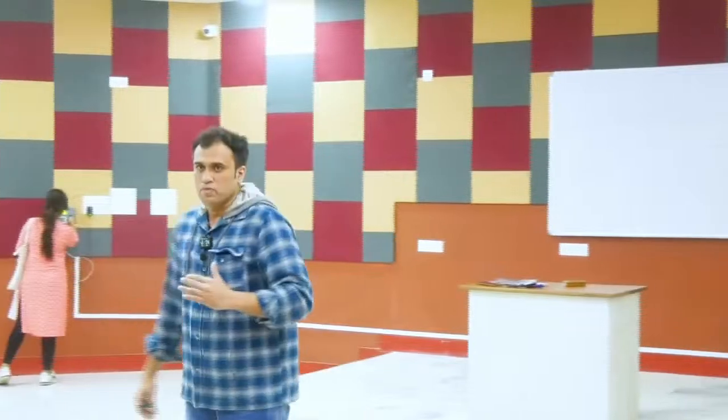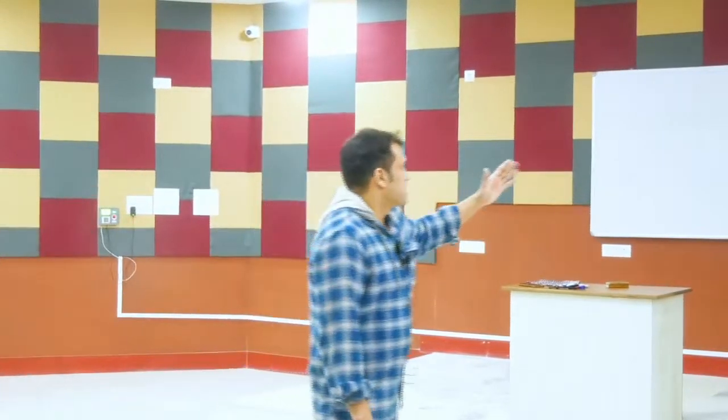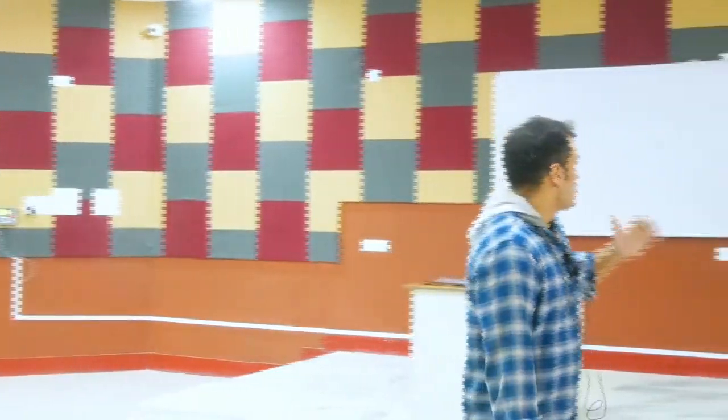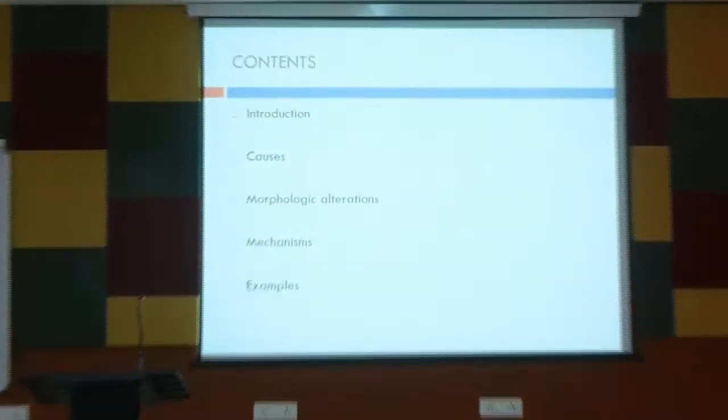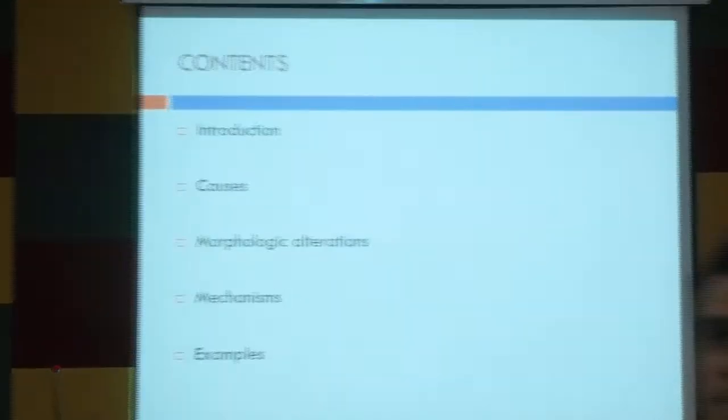There will be an introduction part. There will be the causes of cell injury. What are the various morphological alterations that take place? The mechanisms of cell injury. And finally, we are going to end with a few examples. Okay, so that's how we are going to deal with cell injury.